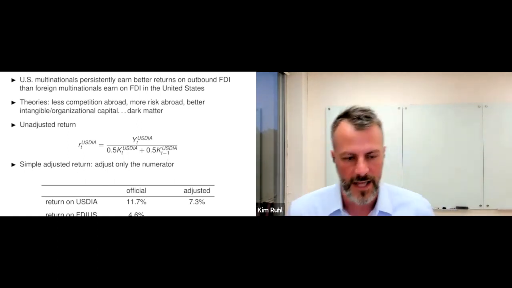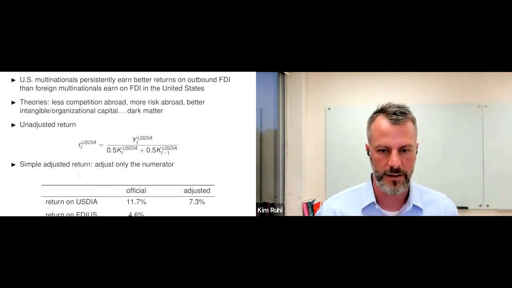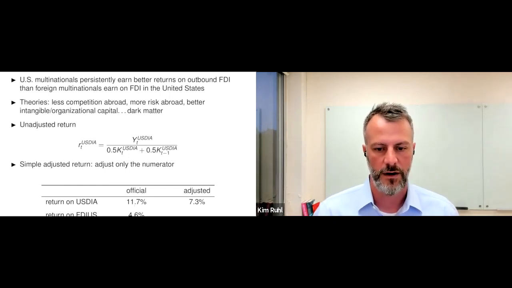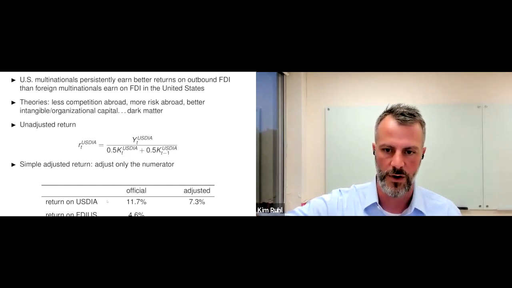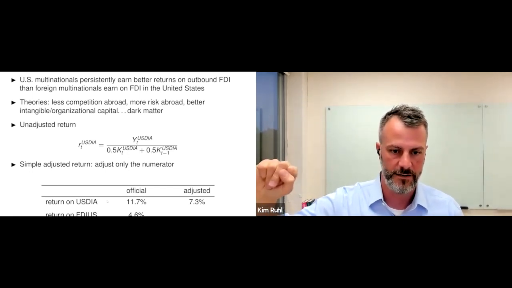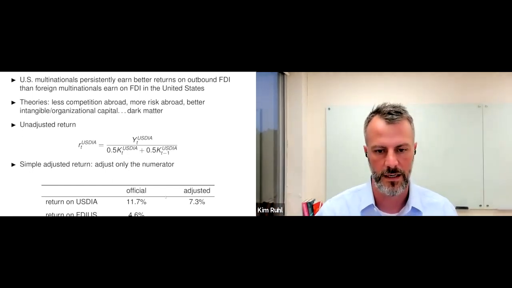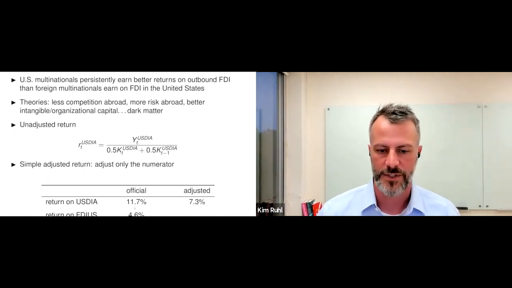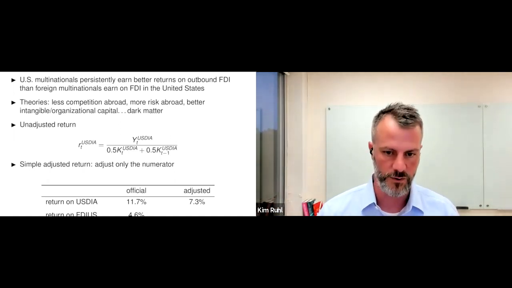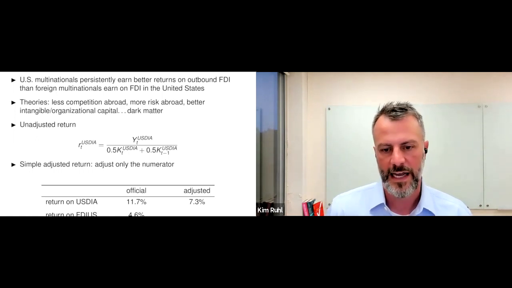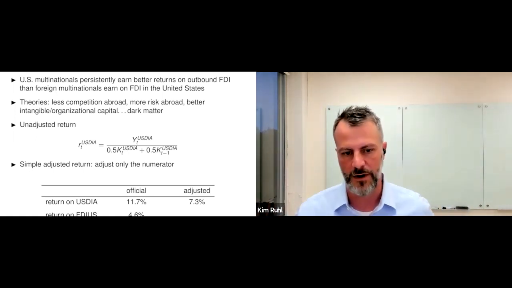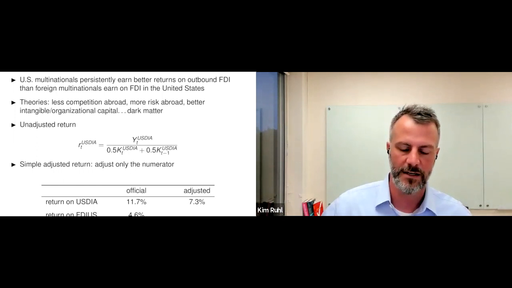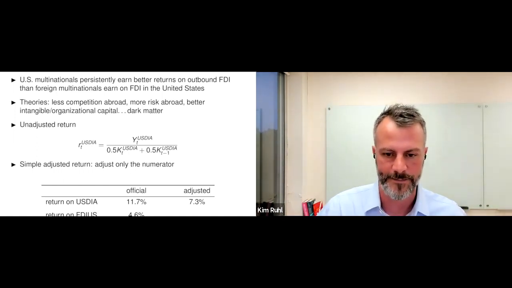To give you a sense of the aggregate numbers, if we just look at the first column here, official, 11.7%, that's the average return on US foreign direct investment abroad, from 1982 to 2016. The return on foreign direct investment inside the United States is about 5%. And it's that difference, between almost 12 and almost 5, that is the return puzzle people have talked about, and that's been a persistent difference over time.